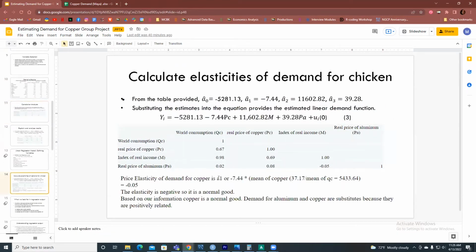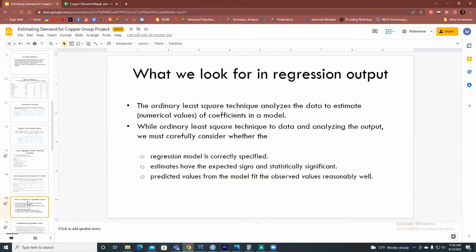The end result was to find the elasticity, which was negative 0.05. This essentially means that it is a normal good, so it can be affected by the income of a consumer. And it also means that we can take our price and go up and down with it to see if we can increase demand.